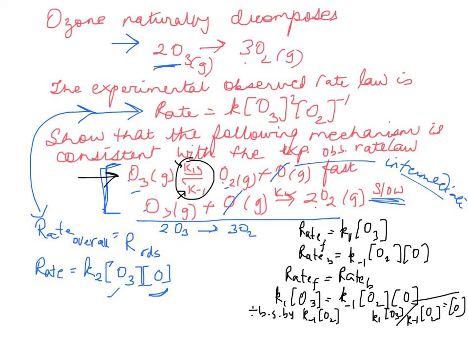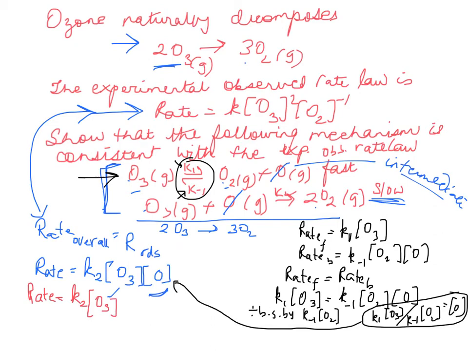I'm going to plug this value of nascent oxygen into my equation. Okay, so it's going to start looking like rate is equal to K2 times ozone times K1 times O3 divided by K inverse times O2, right? And now we start consolidating.